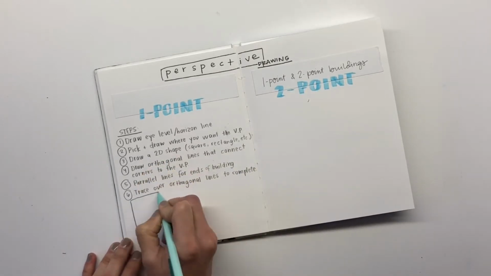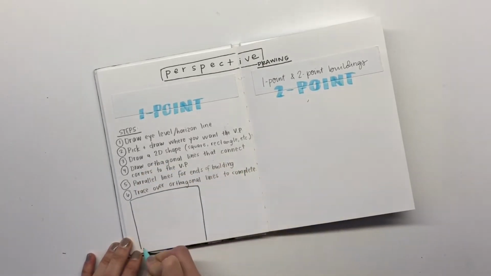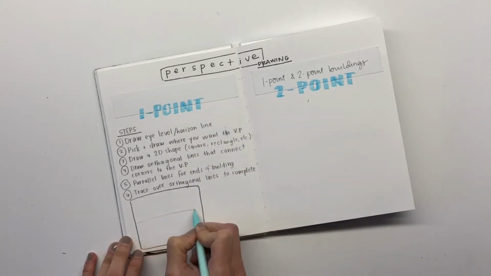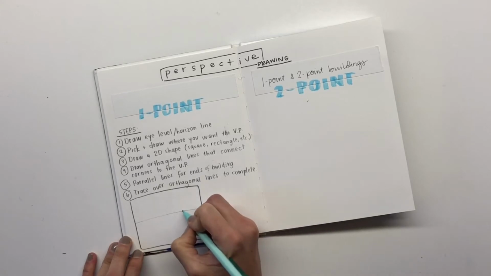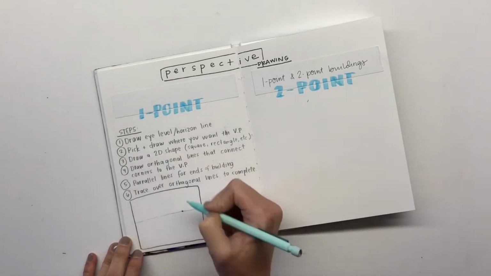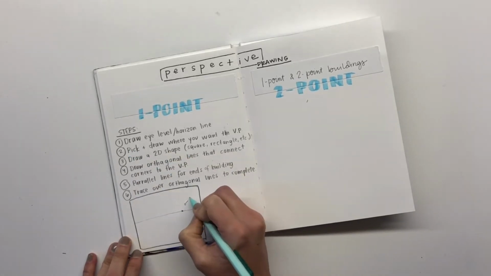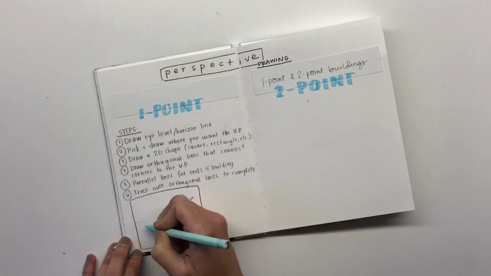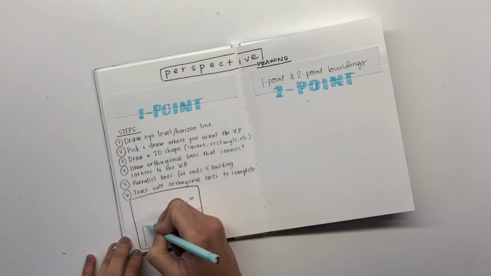So we're going to do 1 point on this side. I'm just creating a frame that I'm going to draw my building in. So first step, we're going to draw the horizon line or eye level. Step 2, pick where you want the vanishing point. I'm going to label it VP. We're going to write down the terms in a minute here.